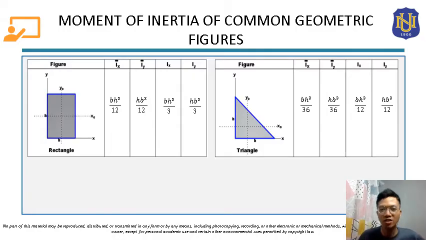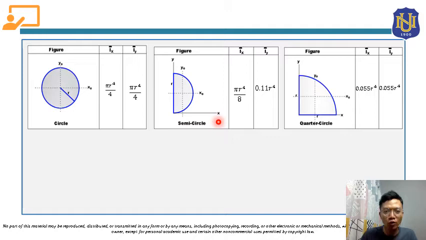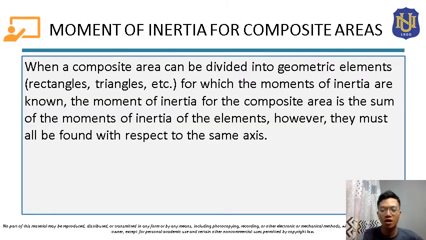Again, these are the moments of inertia of common geometric figures: rectangle, triangle, circle, semicircle, and quarter circle. Memorize all these because we are going to use them in our computations for this topic. For moment of inertia of composite areas, when a composite area can be divided into geometric elements such as rectangles, triangles, circles, semicircle, quarter circle, etc., for which the moments of inertia are known, the moment of inertia for the composite area is the sum of the moments of inertia of the elements.